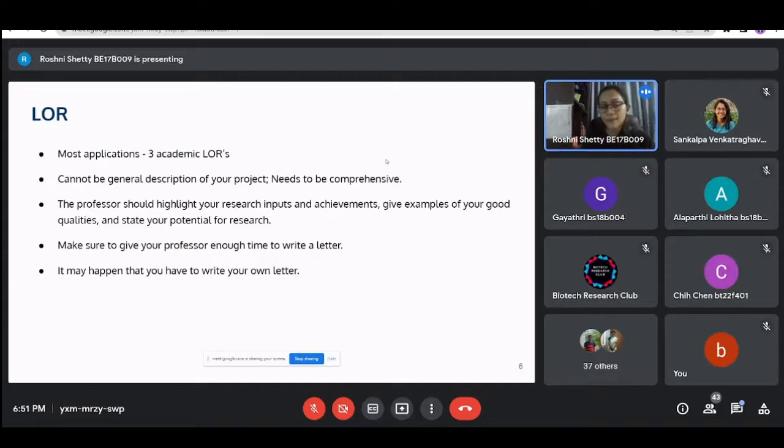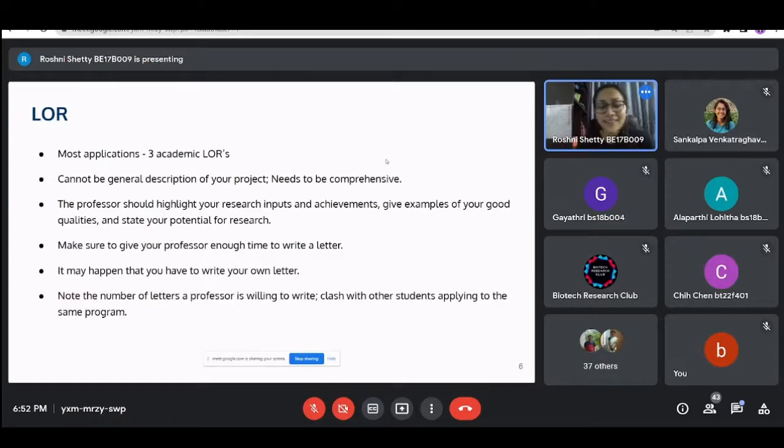But this has happened to some of my friends where the professor could be really busy, and he or she asks you to write your LOR. In this case, you need to make sure that it doesn't look like you have written it yourself. There are many online help tools and blogs which you can look at, and maybe you can ask someone who has been through this process in case you have to write your own letter. But typically profs are nice, and they write your letters. But it can happen. And again, note the number of letters a professor is willing to write.